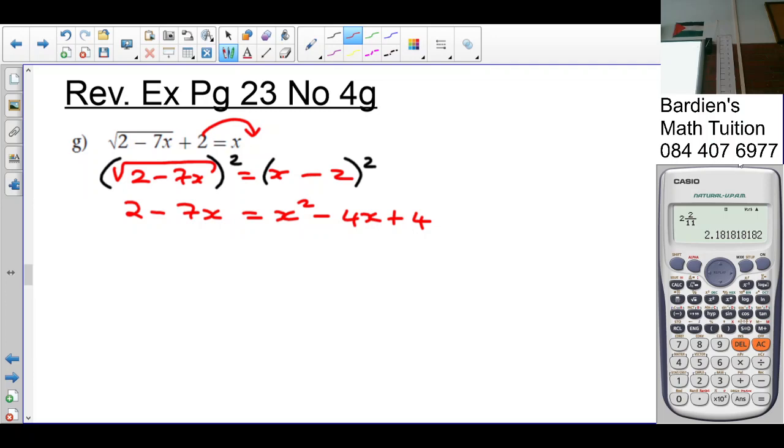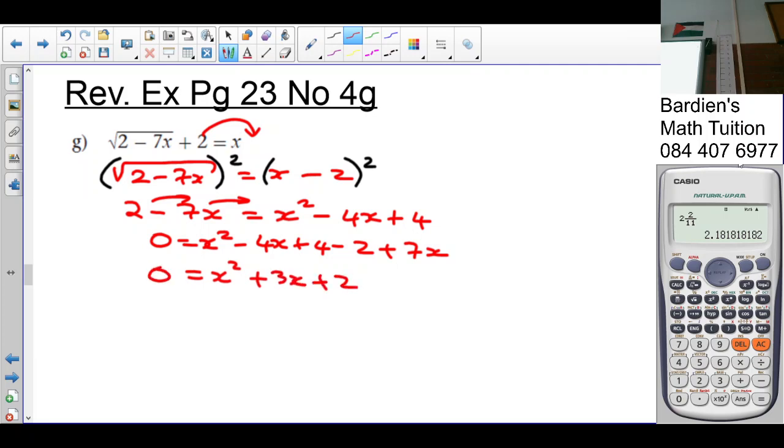Standard form, which is ax squared plus bx plus c. How do I get that? 0 is equal to x squared minus 4x plus 4 minus 2 plus 7x. Now what? Simplify. x squared plus 3x plus 2. You all at that point already? What's the next step we need to do? Factorize. Did you guys factorize already? No? Okay. So factorize quickly.